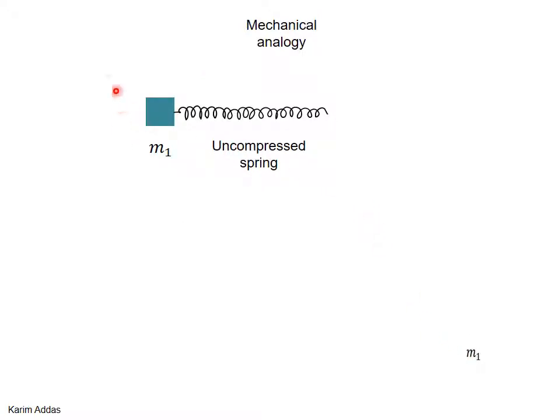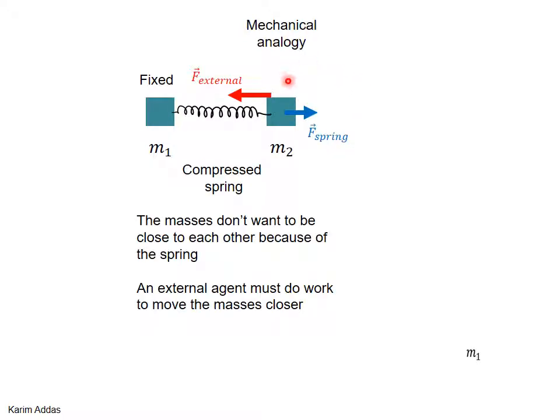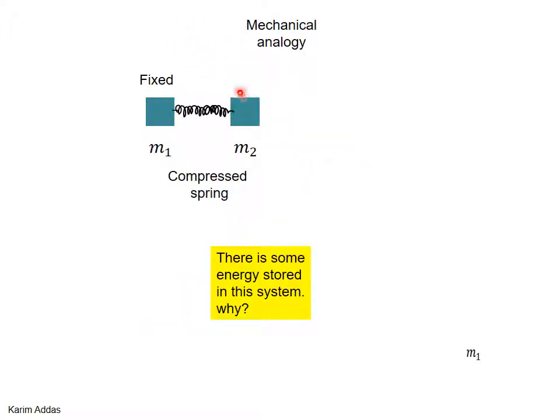Let's take a mass m1 and attach a spring to it, an uncompressed spring, and then bring a mass m2 and attach it to the other side of the spring. Now let's push mass m2 to the left with an external force until the mass m2 is pushed to a certain distance where the spring is compressed now. Now you can imagine that there's some energy stored here in this configuration. Why do you imagine there's some energy stored in this configuration?